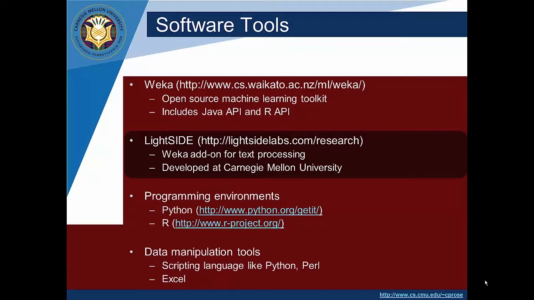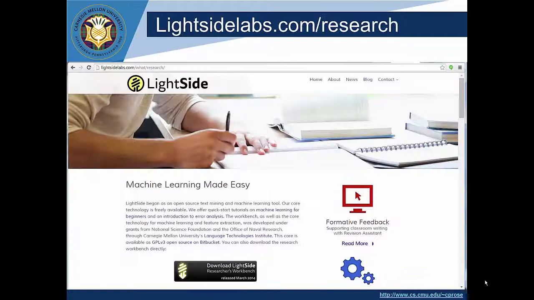In general, what you need in order to do text mining are three kinds of tools. Tools for data manipulation, tools to support the process, and tools for building the models. What LightSide really specializes in is being able to support the process, and especially with text, in that it has many plugins specifically for text feature extraction.